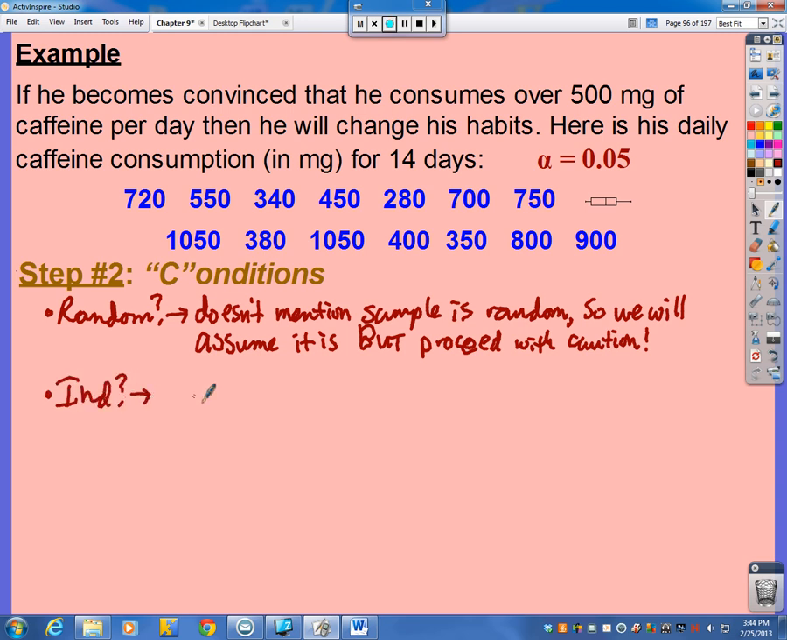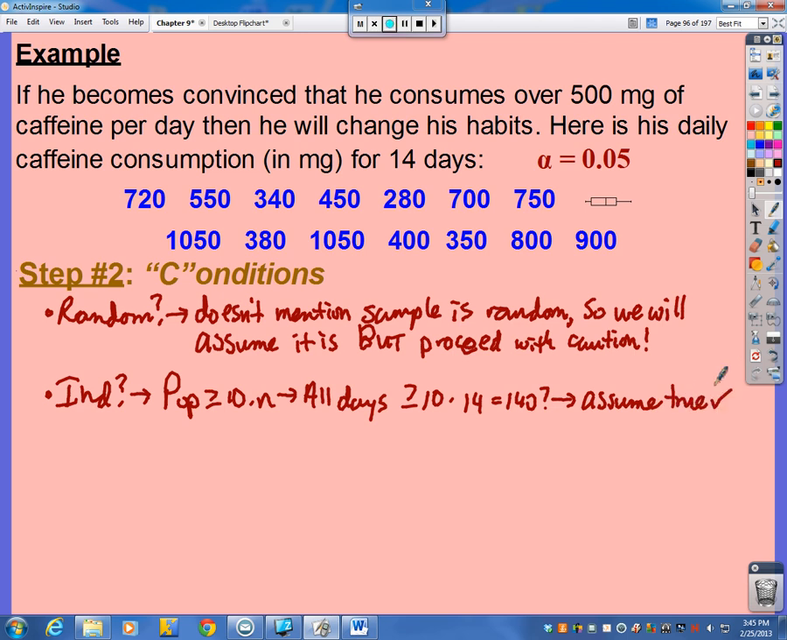Number two, independence. Is the population at least 10 times our sample size? All right, well, our population would be really all days. And is that greater than or equal to 10 times our 14 days, which is 140? Sure. I mean, all days, are we talking like in a year? Are we talking about in a lifetime? We don't really know specifically how many days we're supposed to be looking at in general, but we can definitely just say assume true and move on.